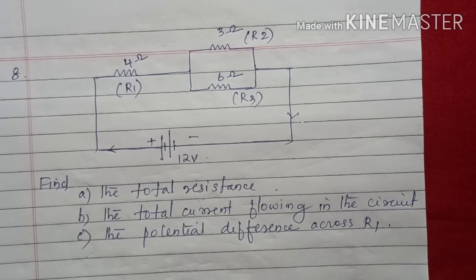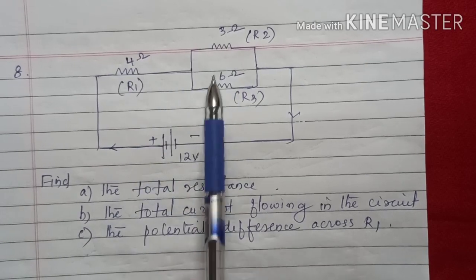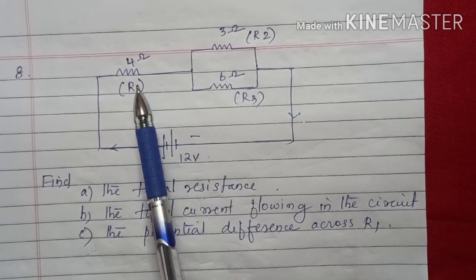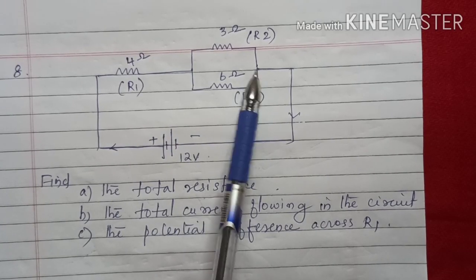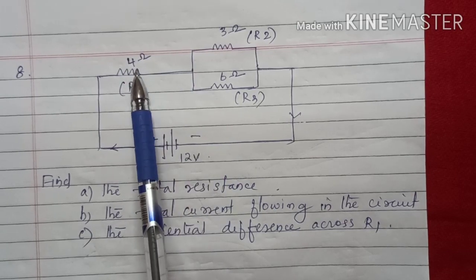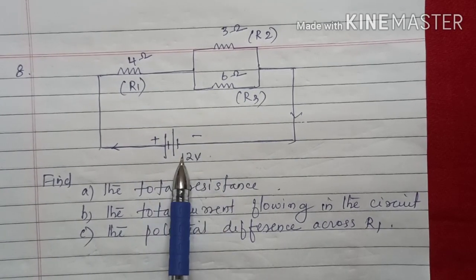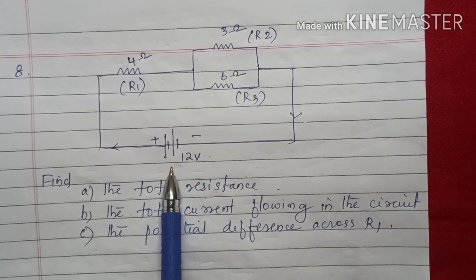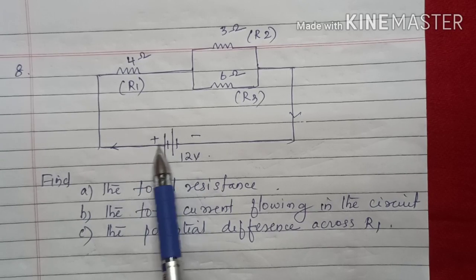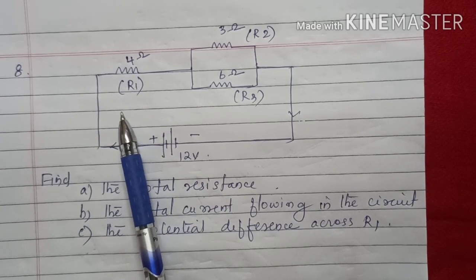This type of question is asked in your board exams. Listen here. Three resistors are given, out of which 2 are in parallel combination and 1 is in series with that combination. Here 3 ohm and 6 ohm are in parallel connection and 4 ohm is in series with this combination. Now the whole thing is connected to a 12 volt battery. From this battery, the potential difference is supplied, and as a result current flows in the circuit.